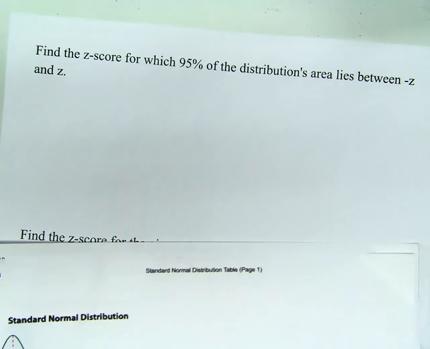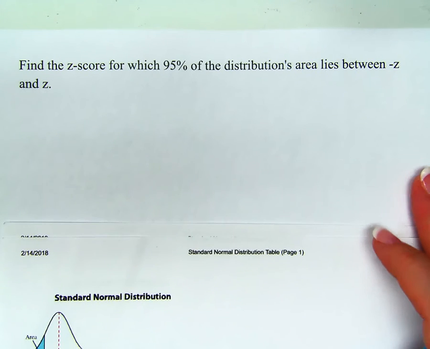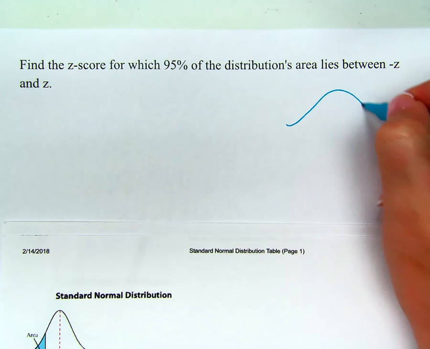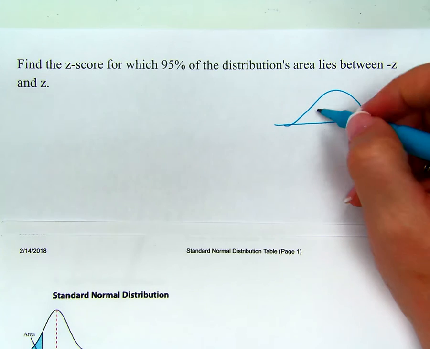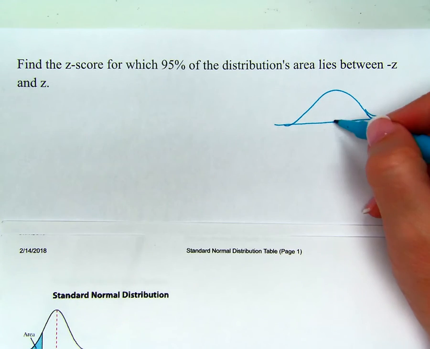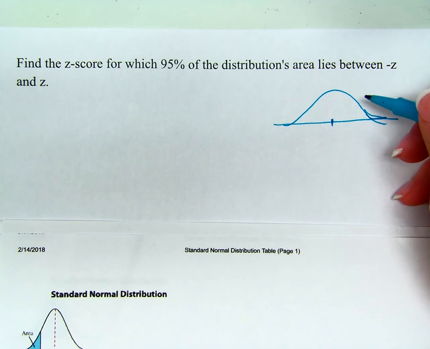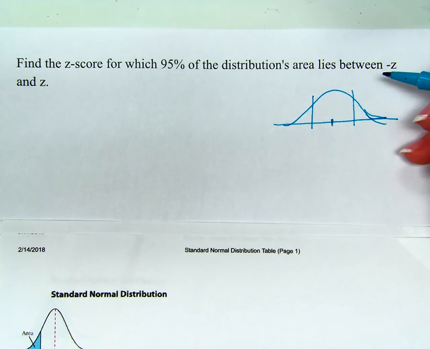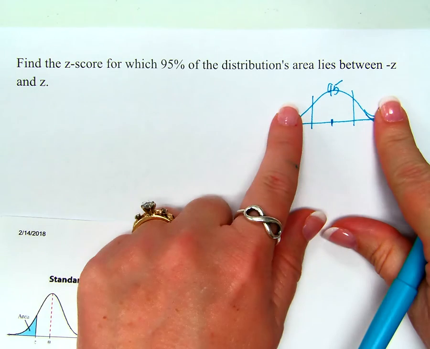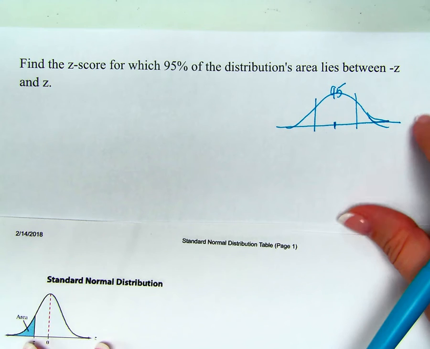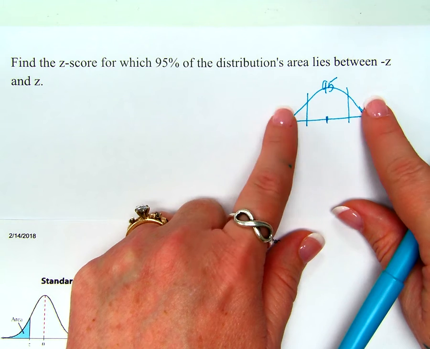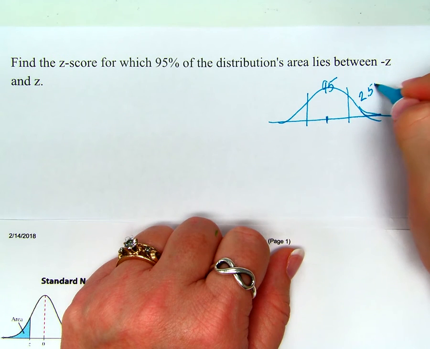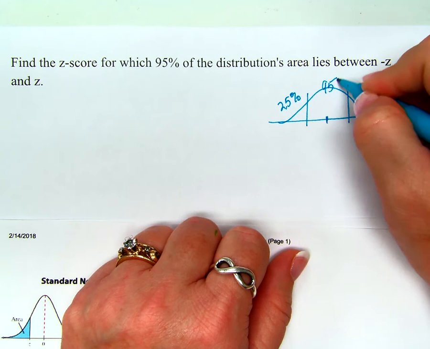Find the z-score for which 95% of the distribution's area lies between negative z and positive z. I still can't draw these. I'm sorry, I'm working on it. Okay. Well, if 95% lies between negative and positive, isn't it symmetric around that 0 right there? So 95% is from here to here, right? Well, if that's 95%, how much is left for the outside? 5%? Does that matter? It does, right? Because we know these two sides are also symmetric. So how much is on each side? 2.5%, right? I guess I better put percent right there.